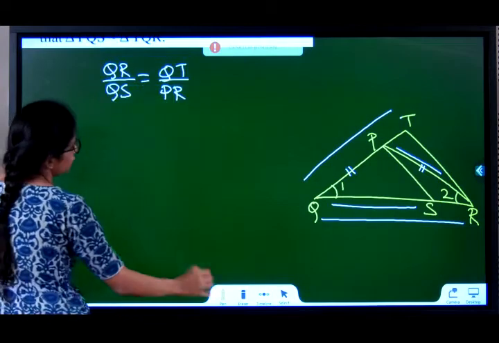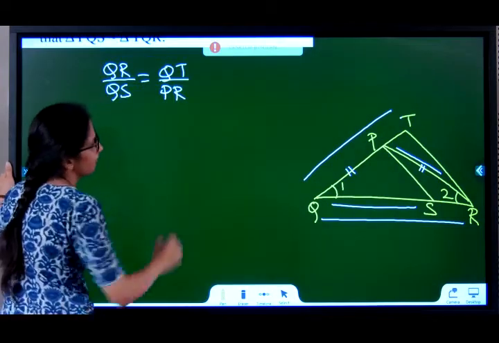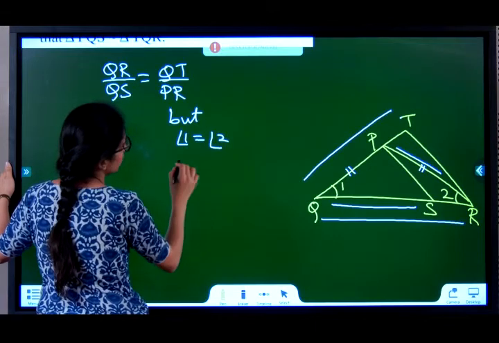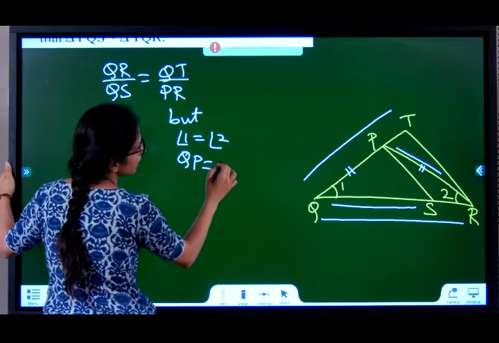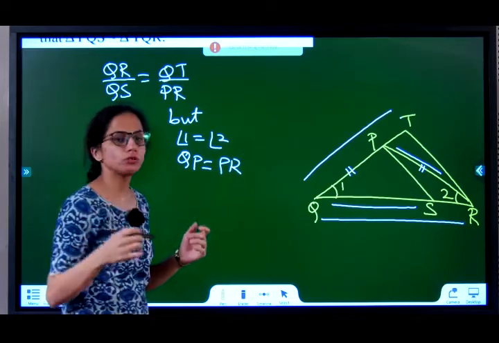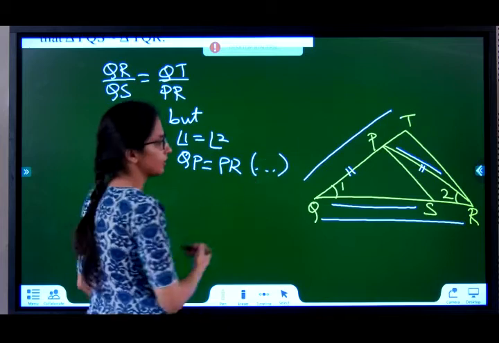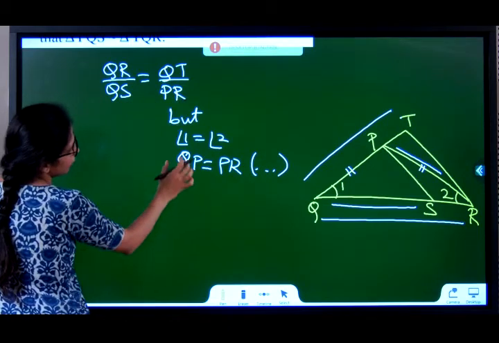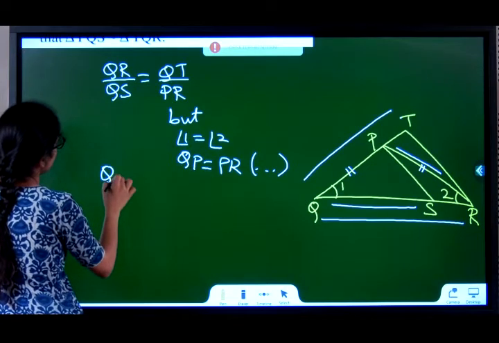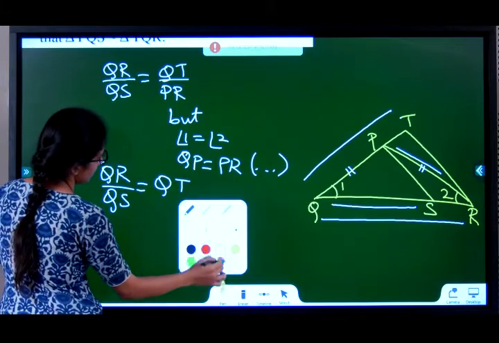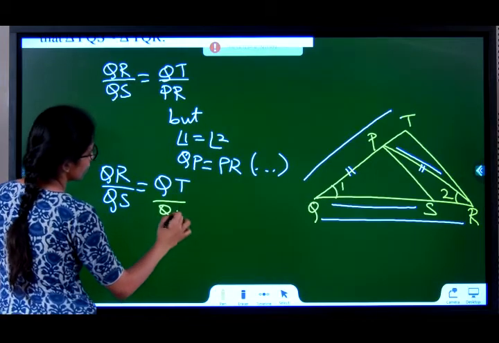So QR by QS is equal to QT by PR, but angle 1 is equal to angle 2. So I can say QP is equal to PR. Why? Because sides opposite to equal angles are equal. So can I replace PR by QP? Yes, I can. I am replacing PR by QP.